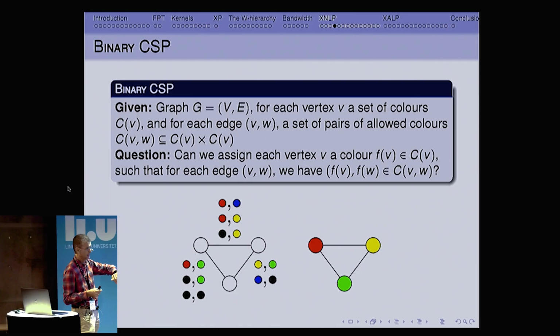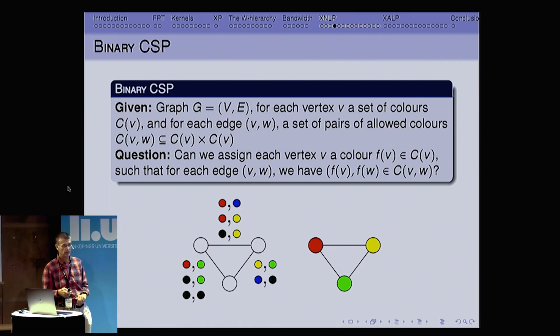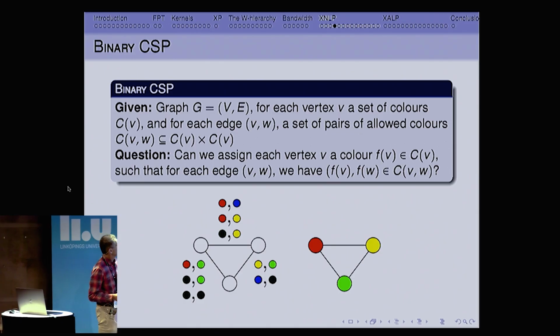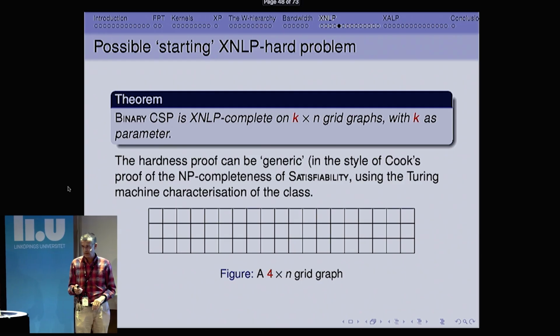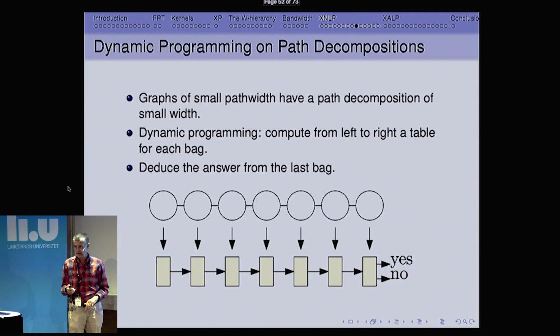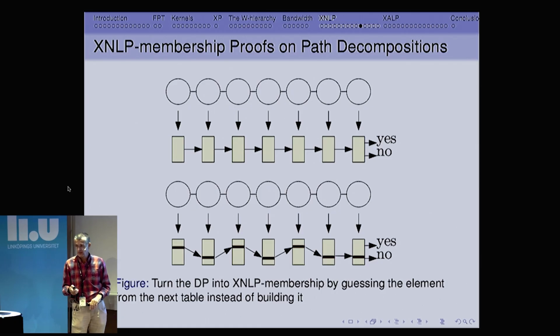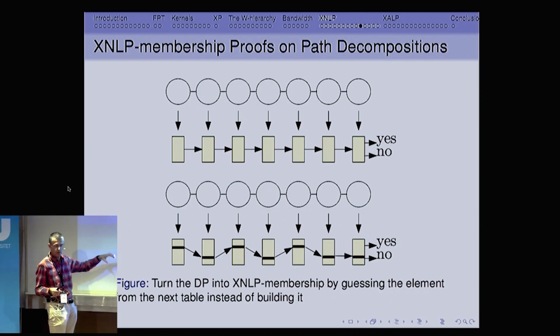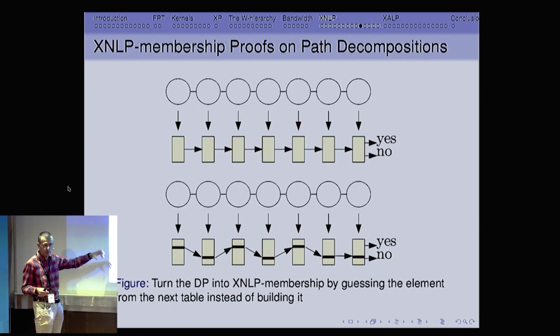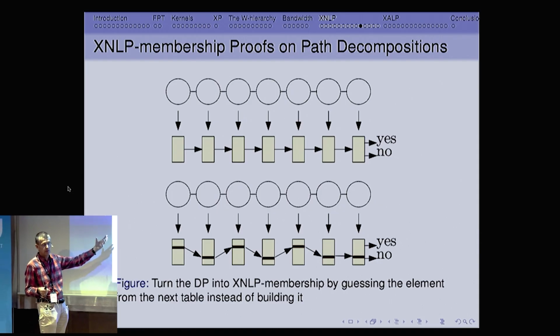I have 12 minutes left, so I will skip a little bit because I want to go. Yeah, let's really do something. There are so many problems on path decompositions, with the path width as your parameter, that are actually complete for this class.